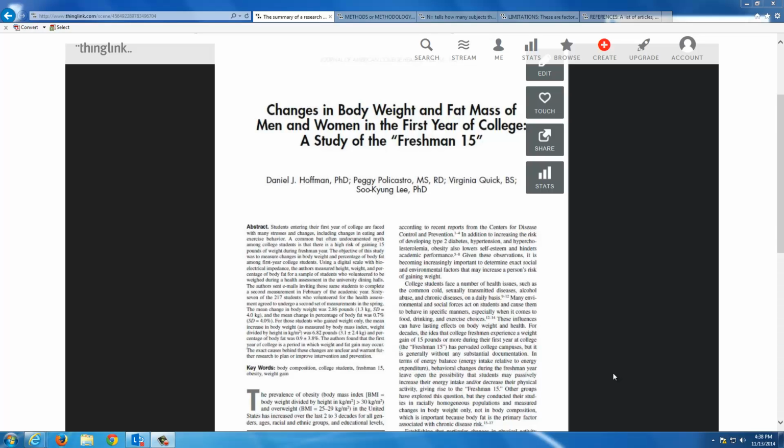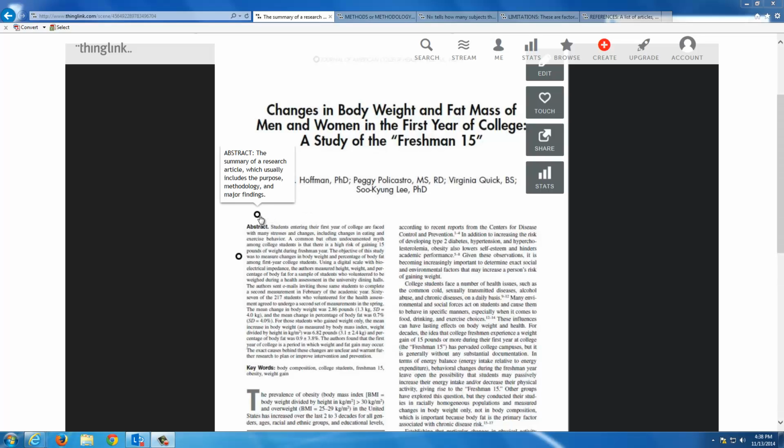I'm going to give you an overview here on how to read a research article. So you'll see I picked out this research article. In a moment you'll see it is 5 pages long, and the title of this article is right here, Changes in Body Weight and Fat Mass of Men and Women in the First Year of College, a Study of the Freshman 15.